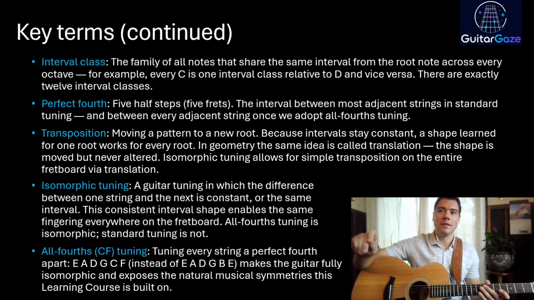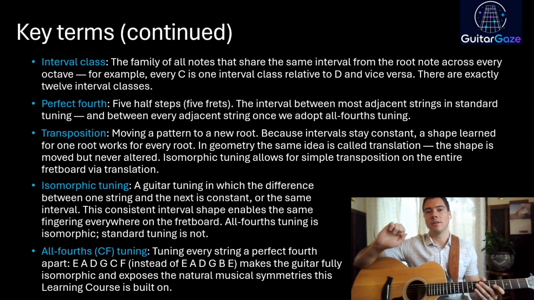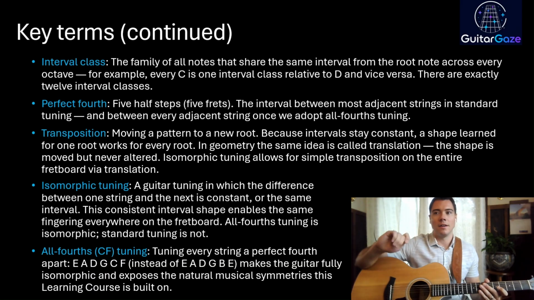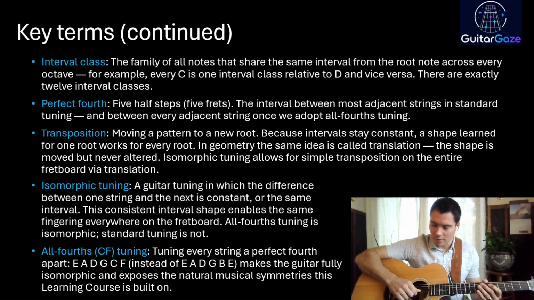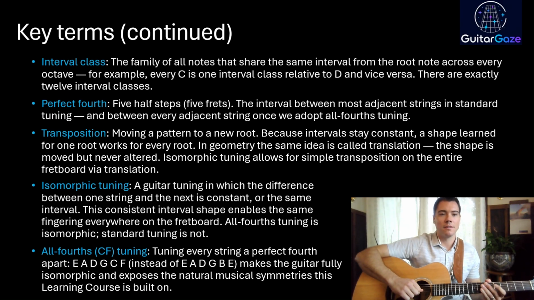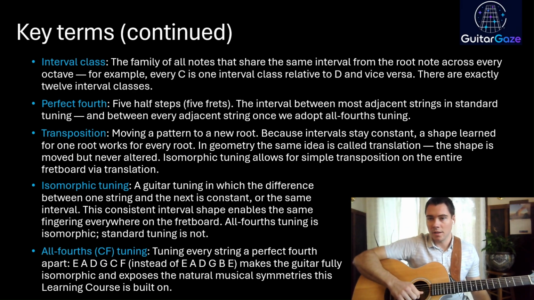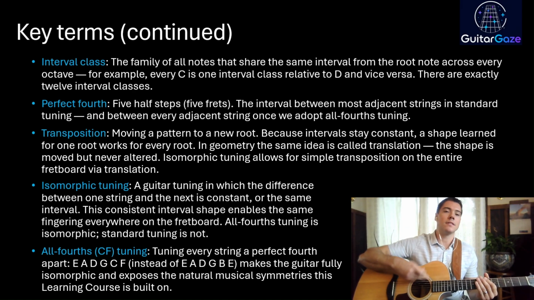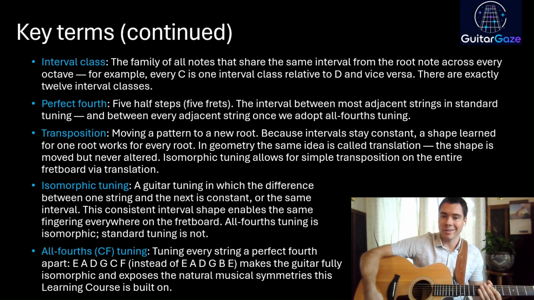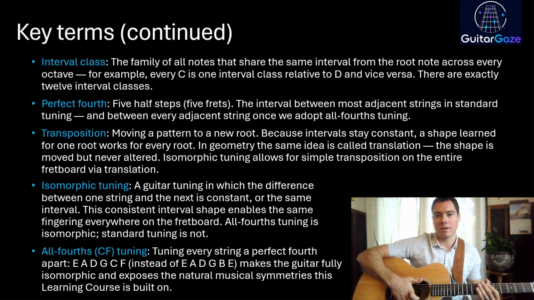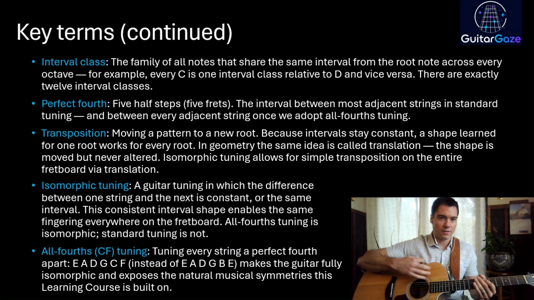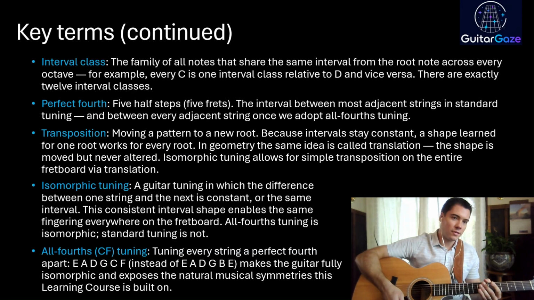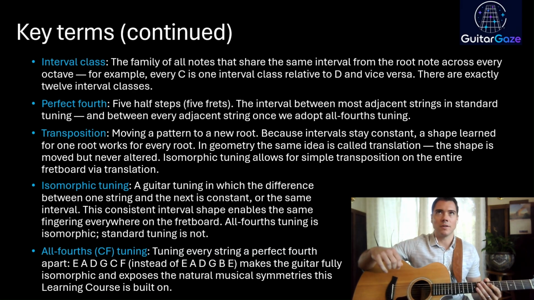Isomorphic tuning is a slight difference in tuning. Standard tuning on the guitar is E, A, D, G, B, E, and if you just change the interval between the G and the B string, so that these top two strings, instead of being B and E, are C and F, that creates a uniformity across all the strings so that they all have the same interval between them. That creates what is called an isomorphic note layout, or all fourths tuning, or I will sometimes refer to it as CF tuning.